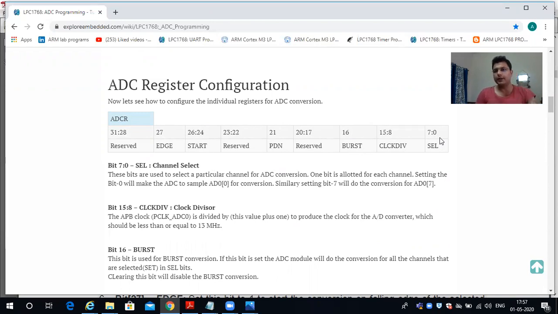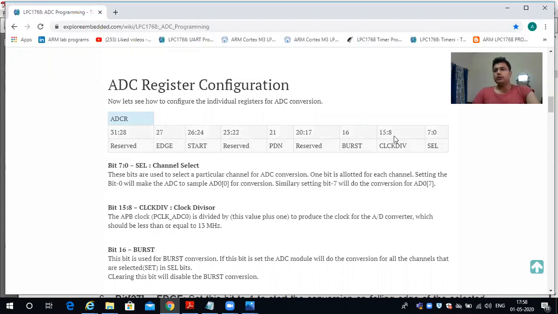So out of those 8 channels, over which channel we are expecting the input, that input channel should be selected here. Suppose we are selecting the 4th and 5th channel, where we are expecting analog input. Then we have to configure, using the ADCR register, the selection bits corresponding to the 4th and 5th channel. So the 4th and 5th bit should be 1.